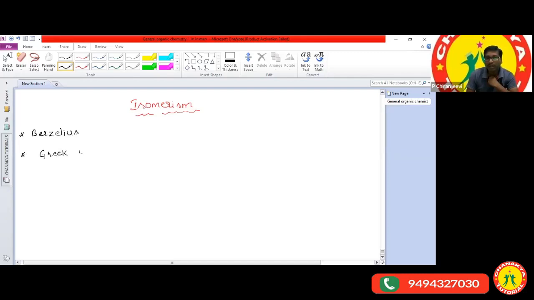Isomerism is a Greek word. According to the Greek word, iso means same or equal, and meros means parts. So based on this, how can we define isomerism?